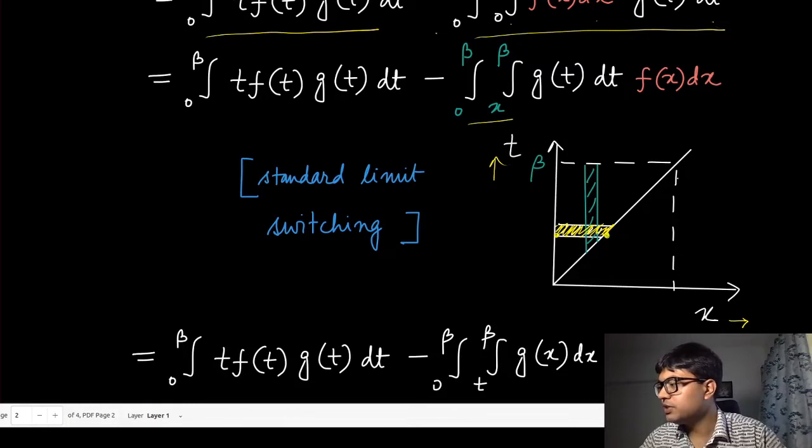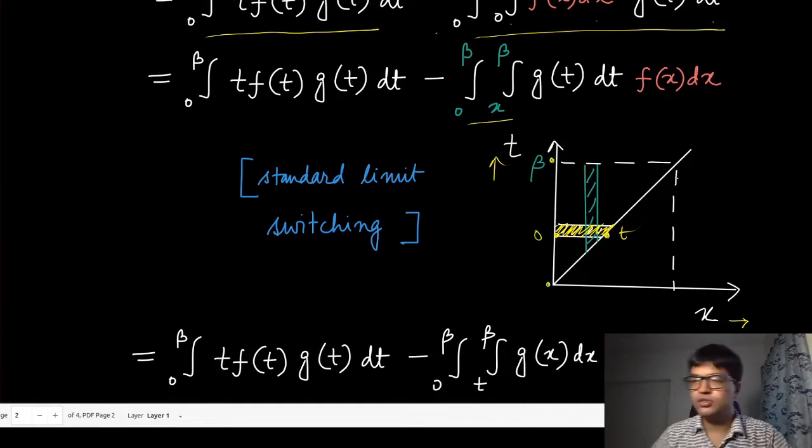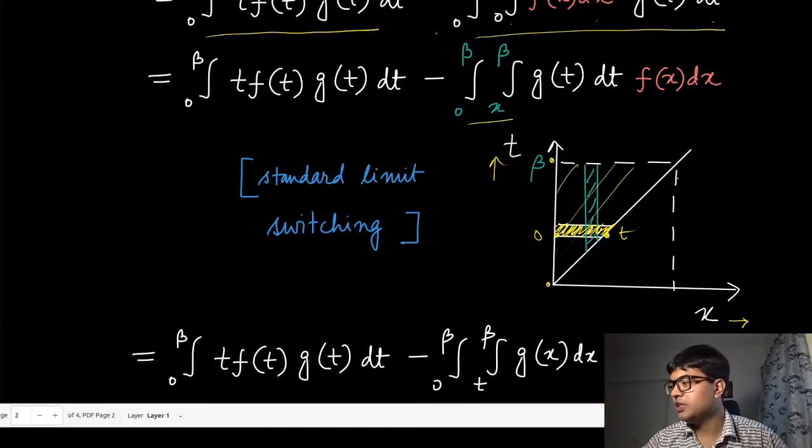So this is the first part, 0 to t, and then the second component, that is t, is getting swept over from 0 to beta. Therefore this yellow strip is moving up and down, spanning the whole space here. So that is the space on which this integration is happening.